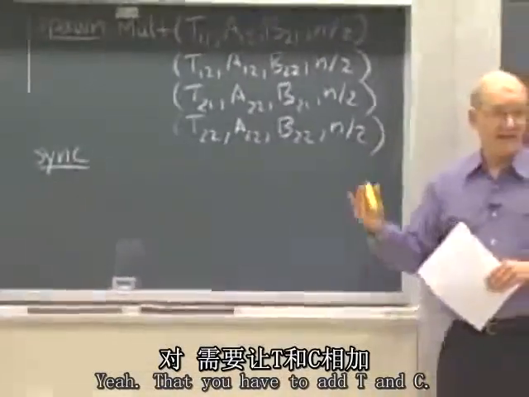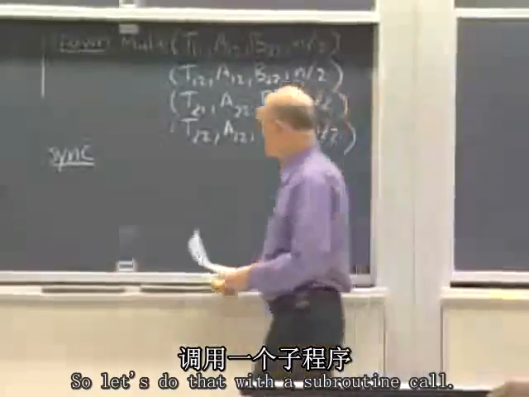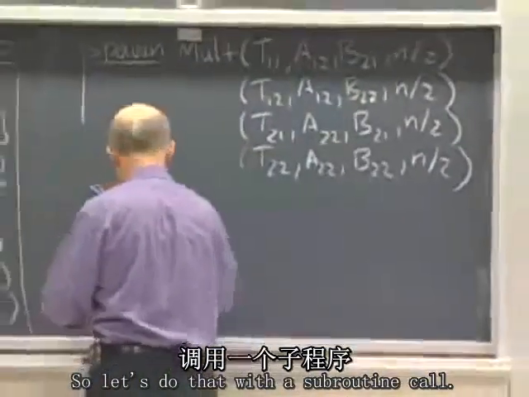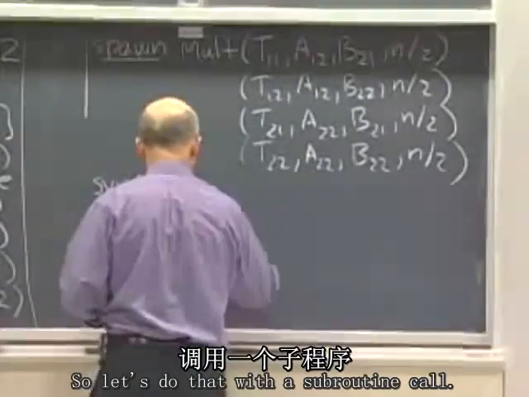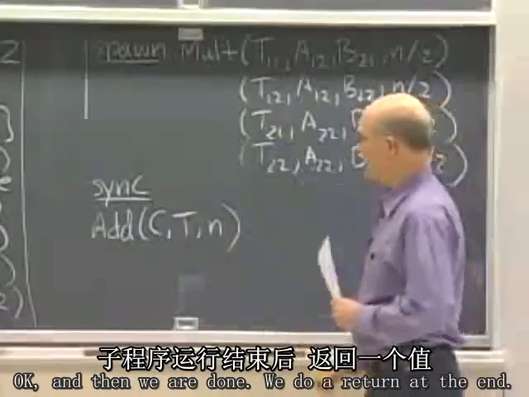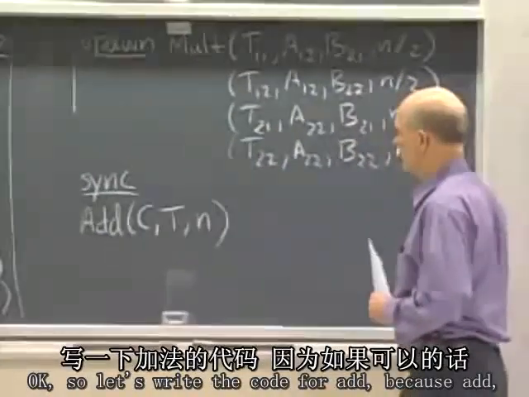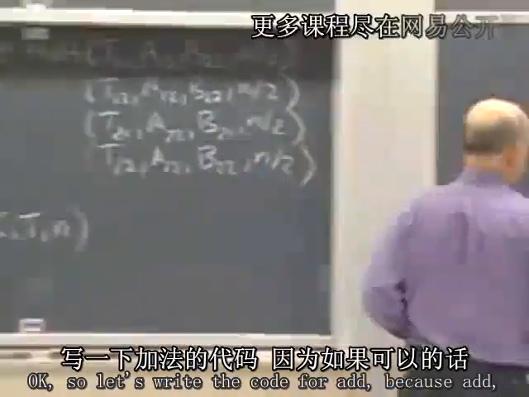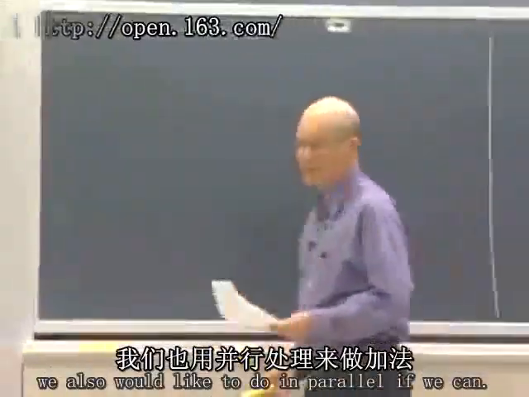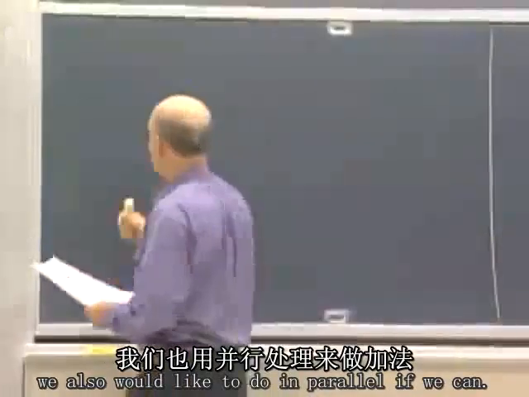Yeah, then you have to add T and C. So let's do that with a subroutine call. Okay, and then we're done. We do a return at the end. Okay, so let's write the code for add, because add we also would like to do in parallel if we can.